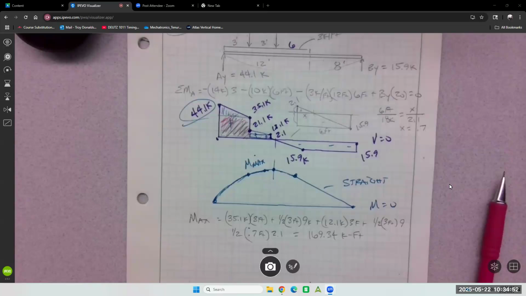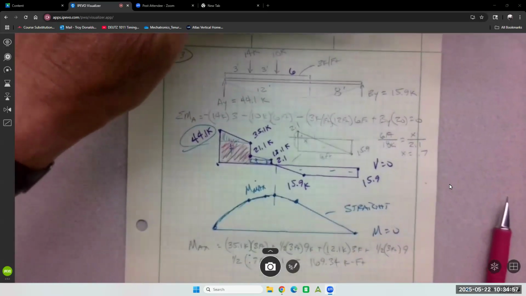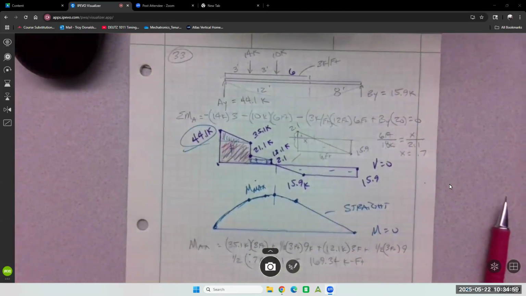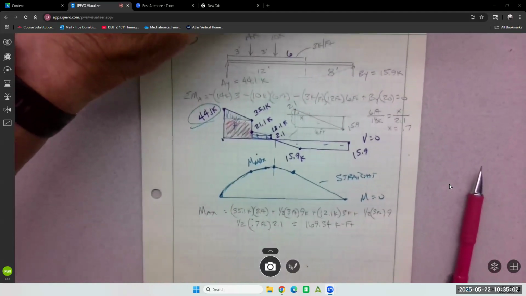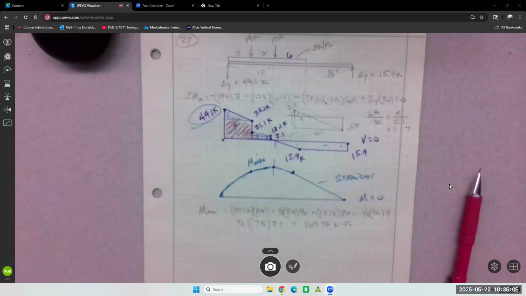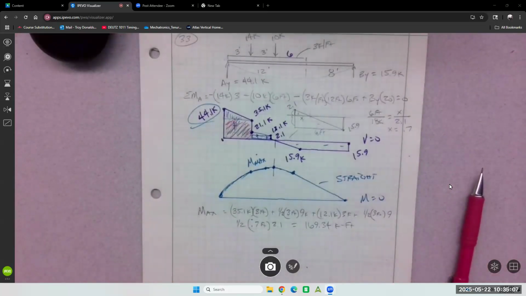It's a long process when you have a lot going on a beam. That'd be the number we'd use in bending stress. Questions? Takes some practice, doing it a few times. All right, let's turn those in.